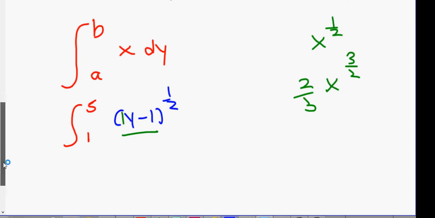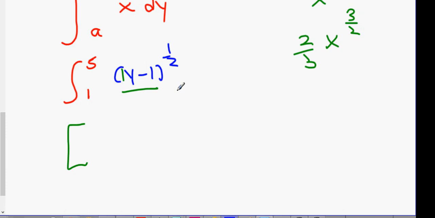Now let's do what we were talking about yesterday. We're going to put y minus 1 to the power of 3 over 2. And then we have to put the fraction in front of it, don't we? 2 over 3. And then we go from 5 to 1.